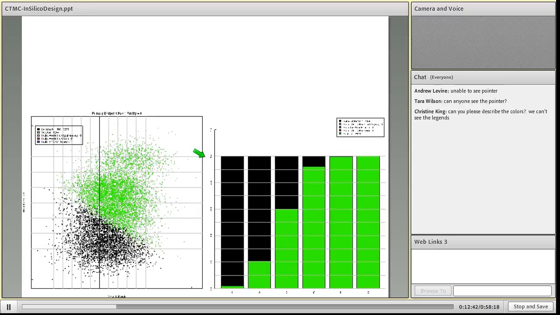I don't think I have a pointer. Maybe I do. I have a pointer. So that point is 0, 0. I'm going to say something about the colors.